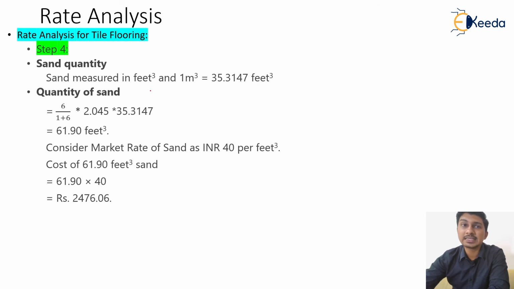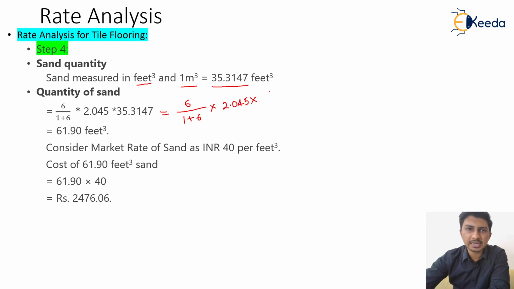Next, how are we going to calculate the sand quantity? Same, we are going to convert it to feet, as most of the time on site these discussions are in feet only, and we know the multiplication factor: 1 meter cube is equal to 35.3147 feet cube. So again, how are we going to calculate the quantity of sand? The proportion of sand, in a 1:6 mix, is 6 divided by the sum of the proportions, into the quantity that we are dealing with, and this multiplication factor to convert it to feet cube. So the quantity comes out to be 61.90 feet cube.